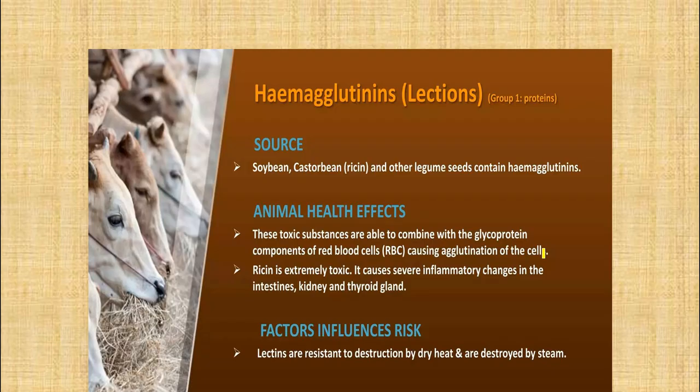Whereas ricin is an extremely toxic substance, it causes severe inflammatory changes in the intestine, kidney and thyroid glands. So the factors influencing the risk are that the lectins are highly resistant to destruction by dry heat and are destroyed by steam.